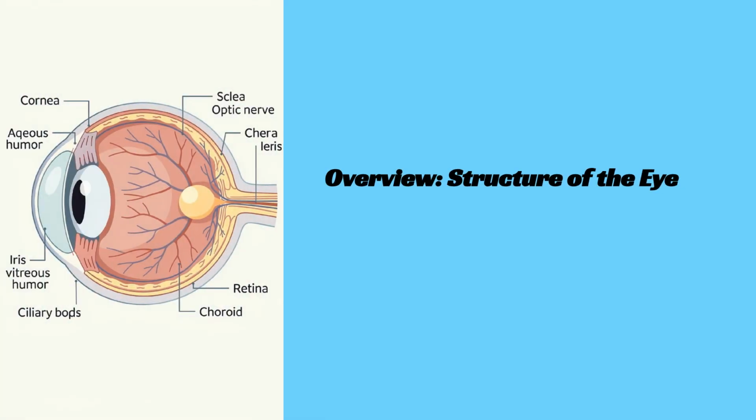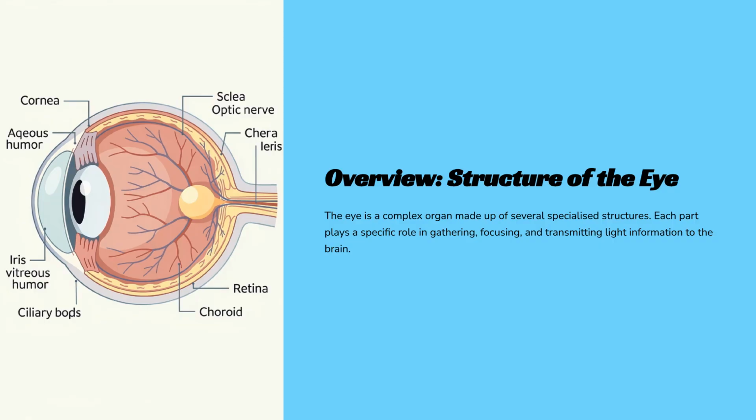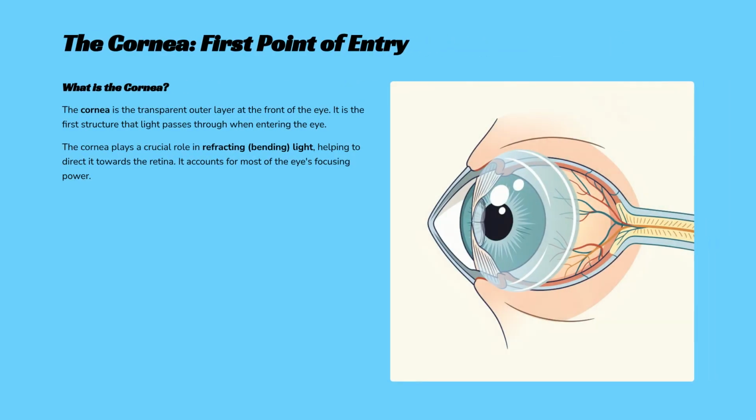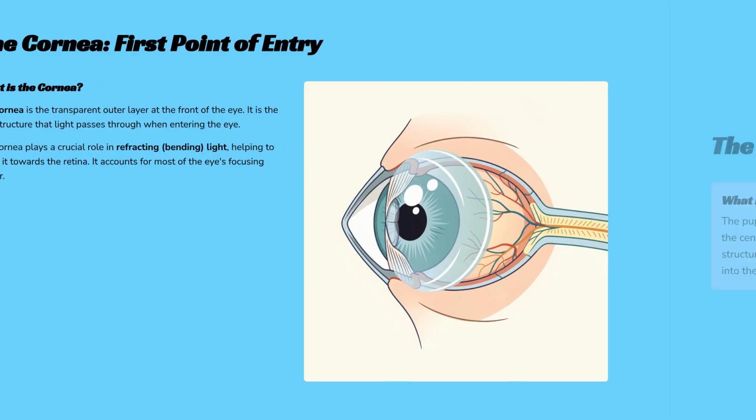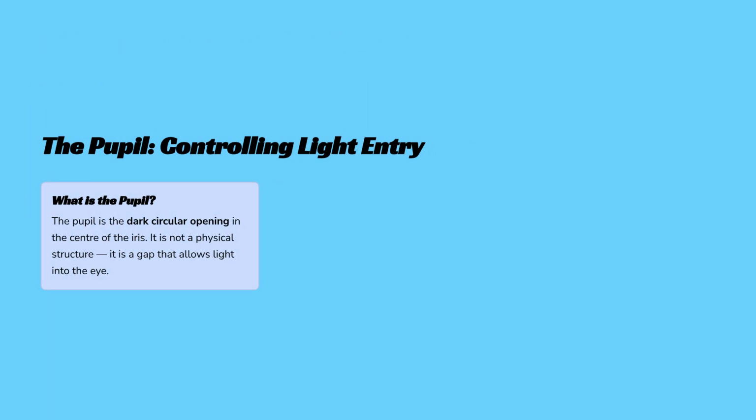The eye is a complex organ made up of specialized structures. Each part, such as the cornea, lens, and retina, plays a critical role in gathering, focusing, and transmitting light information to the brain. The cornea is the transparent outer layer where light first enters the eye. It is crucial for refracting or bending light, accounting for most of the eye's focusing power to direct light towards the retina.